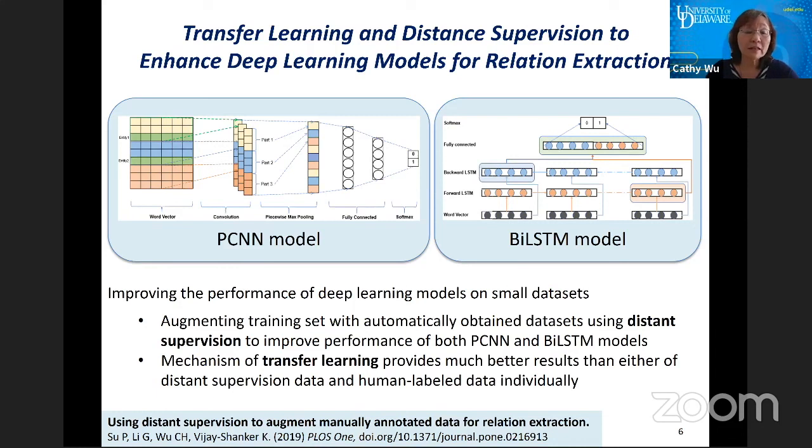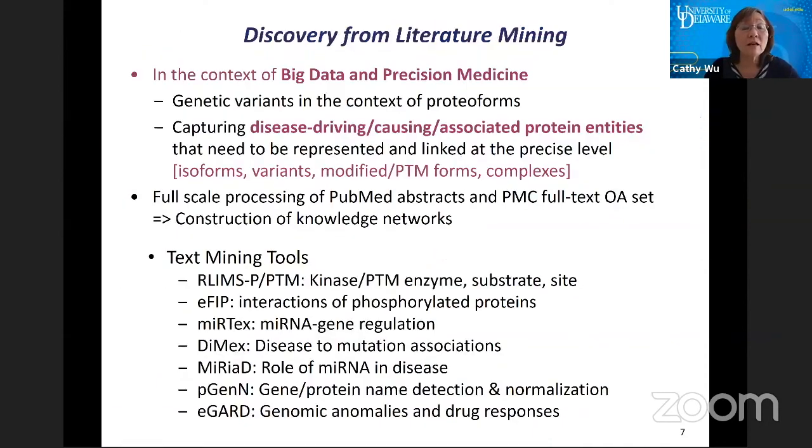So what we have done is to develop distant supervision to augment the training set with automatically obtained data sets, and then also develop transfer learning to improve the performance of both the distant supervision data and the human-labeled data. So with this kind of framework and the enhancement, we have developed a good number of text mining tools that allow us to extract entities and relations from scientific literature for us to build knowledge networks, biological networks.